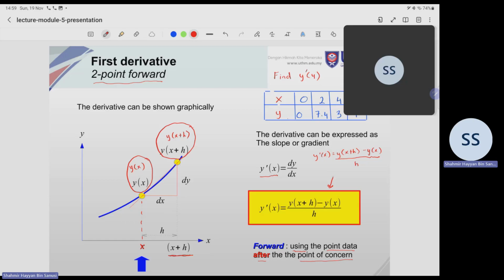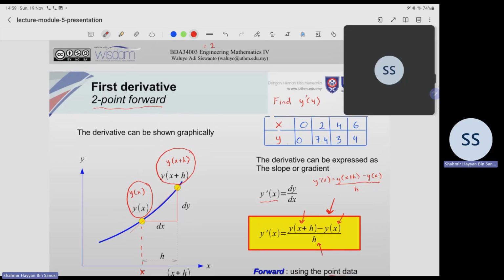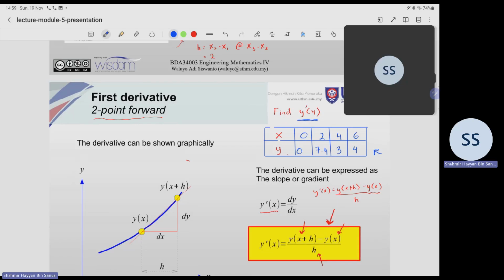All right, if you're stuck, just go back to this equation. Basically, in order for you to solve using this equation, you need to know what is your y(x plus h), you need to know what is your y(x), and you need to know what is your h. You can solve using 2-point forward difference. If I give you an example here, let's say we have data which consists of y and x values. If we want to find y prime 4, where x is 4, this will become our point of concern, where 4 is our x and 3 is our y(x).